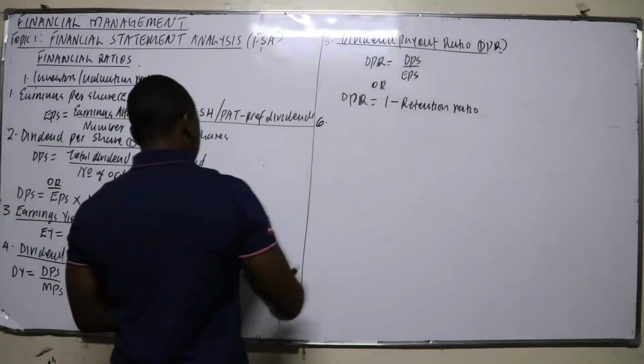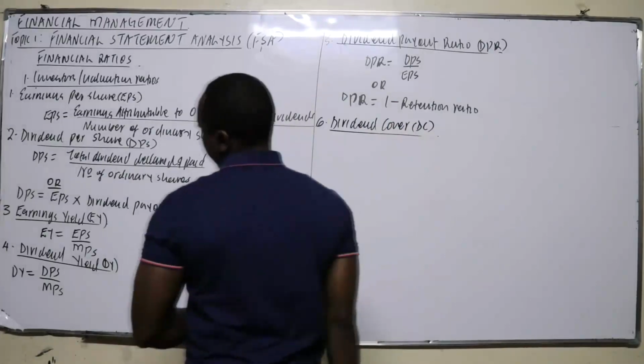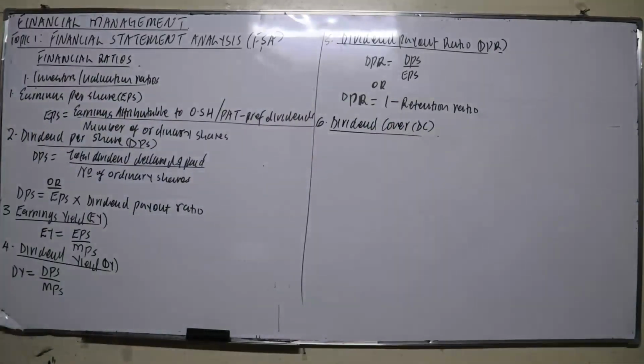Number six, dividend cover. This indicates the number of times the ordinary dividend is paid out from the available earnings.